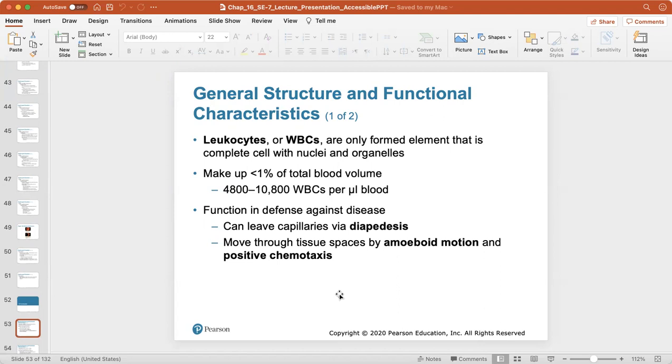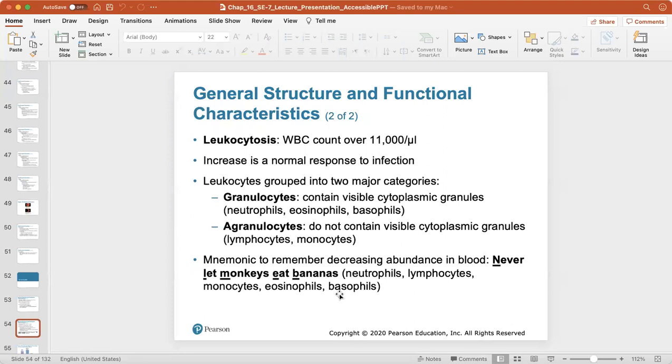So for the leukocytes section, I'm going to let you read through it on your own. It goes through the 5 different types of leukocytes, which are white blood cells. They're the only formed element that is a complete cell with nuclei and organelles. The leukocytes usually increase in a normal response to infection. So if you are sick, they might measure your white blood cells to see if your body's trying to fight off an infection.